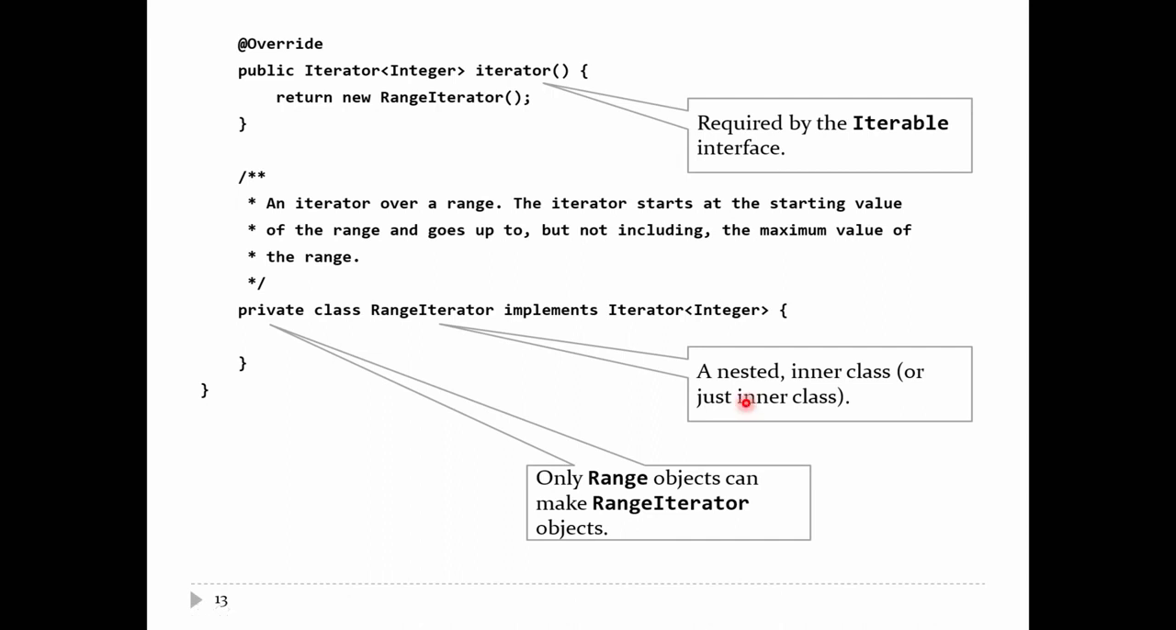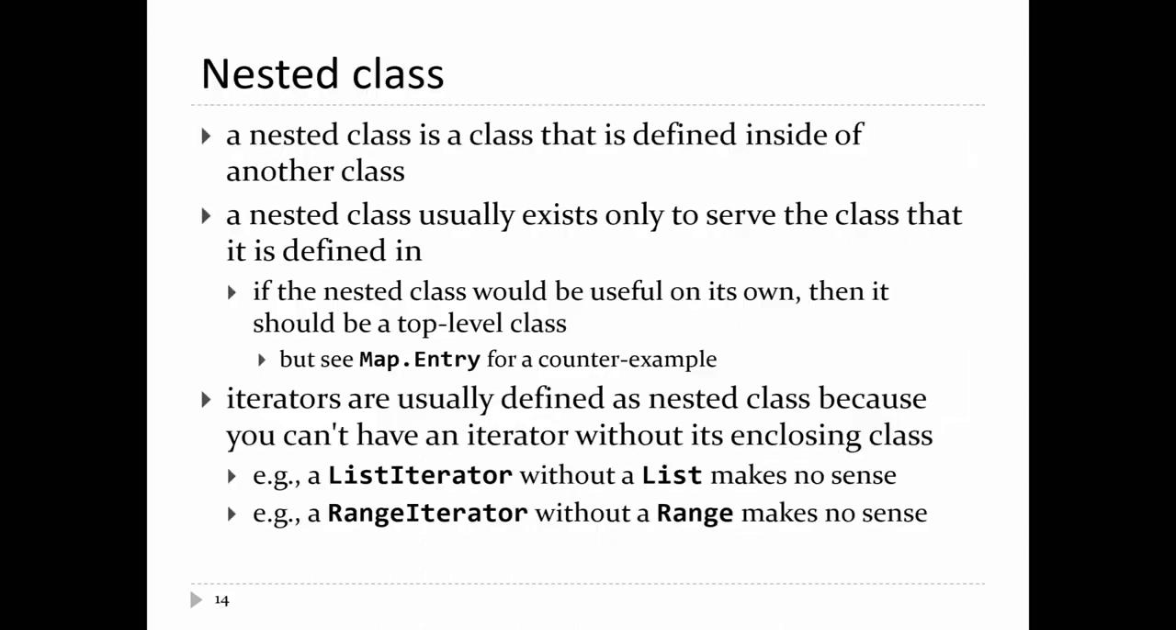This is what's called a nested inner class, or just inner class in Java. By making it private, only range objects can actually make one of these iterator objects. Our iterator needs to implement the iterator interface. This is the first instance of a nested class that we've seen.